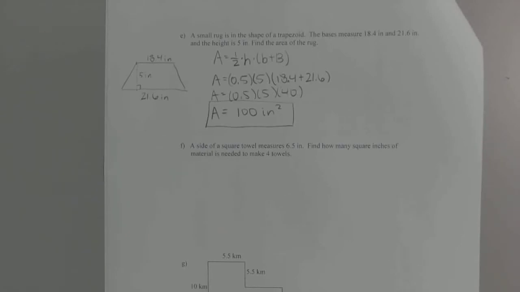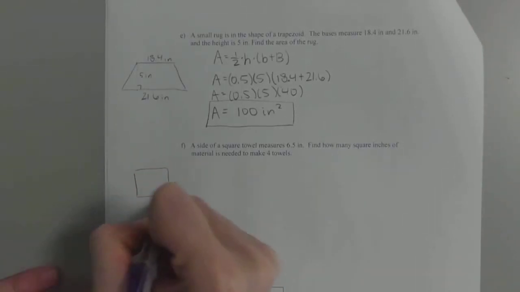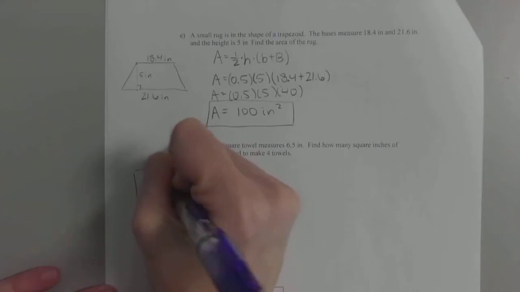Is that okay? A side of a square towel measures 6.5 inches. Find how many square inches of material is needed to make 4 towels. So it's a word problem where it's basically, let's just figure out how much we need for 1 towel. So let's figure out the area of 1 towel. And then if we're going to make 4 towels, we'll just multiply that by 4.